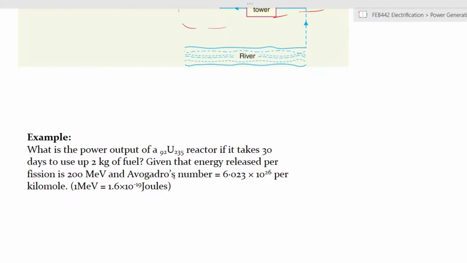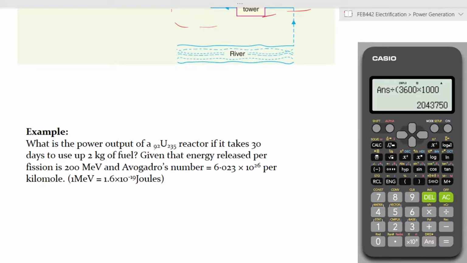So let's make use of that principle. What is the power output of that particular type of power plant? In this particular case, we are talking about radioactivity. You have 2 kilograms of fuel. This is uranium, so it's uranium-92 with a weight of 235. This 2 kg of fuel is being made use of over a period of 30 days. And these are the details that we make use of.